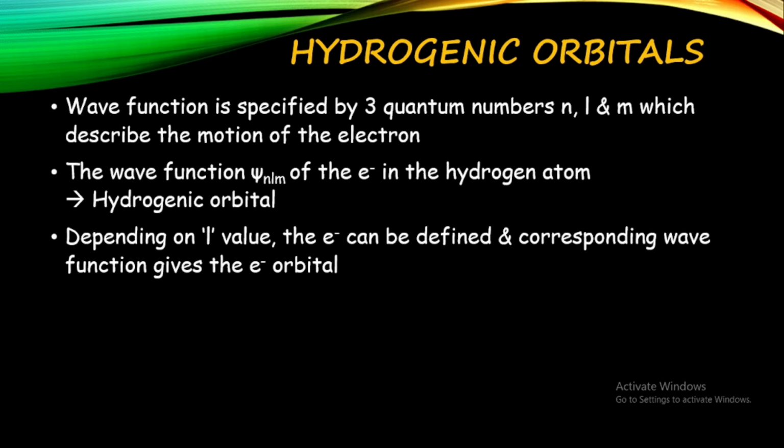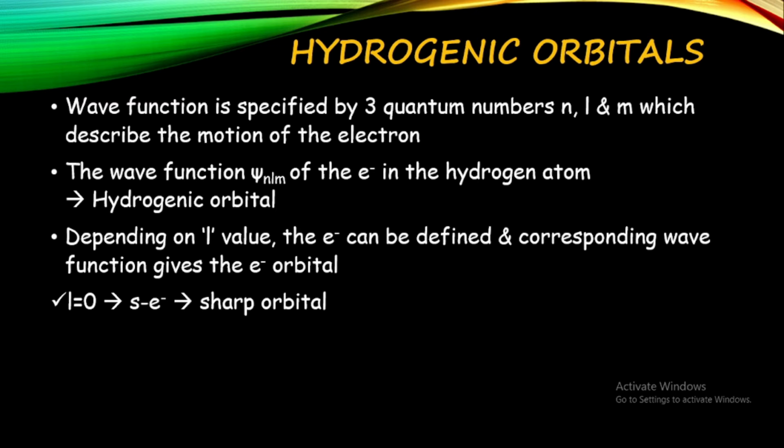Depending on the l value, that is the orbital angular momentum quantum number value, the electron can be defined. If we know the corresponding wave function, it gives us the electron orbital corresponding to that atom. We have already seen what values l can take. If l equals 0, the electron is called an s electron, and the corresponding wave function is called the s orbital. What actually is s? It represents the sharp series. This naming is based on the notation derived from the old description of the spectral series. So for l equals 0, we have the s electron corresponding to the s orbital, which is the sharp orbital.